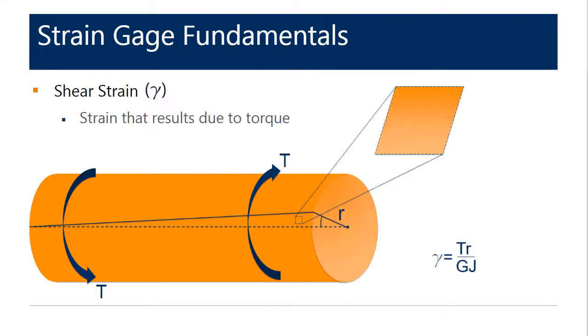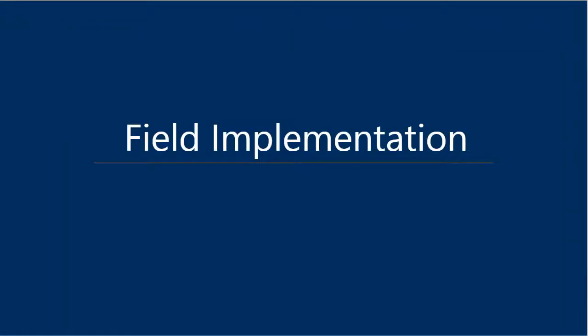Shear strain is the strain that results due to a torque applied to the shaft. When the torque is applied, localized deformation occurs. And when the strain gauges are installed in the shaft, we can directly measure the strain at that location. The equation is a factor of the geometry and the material of the shaft, G being the shear modulus of the material, and J being the polar moment of inertia of the shaft. That was some of the background theory of the strain gauge implementation. Ralph is going to talk to you about more of the hands-on field implementation of strain gauges.